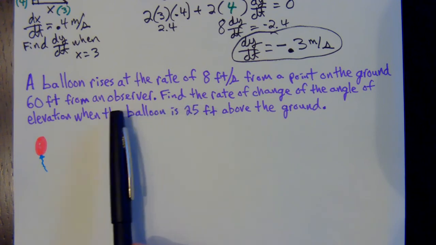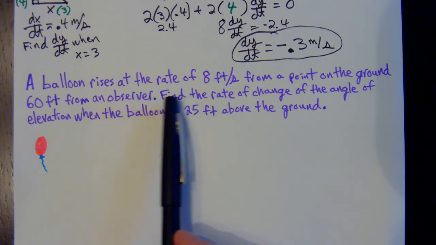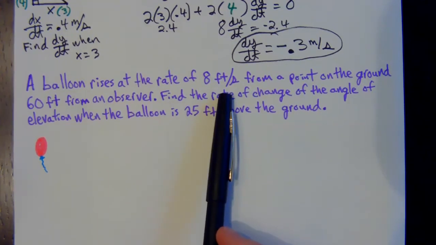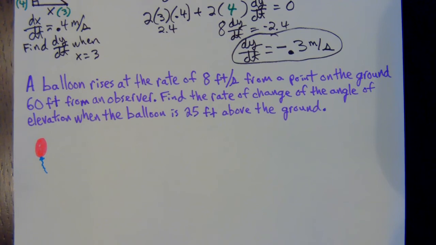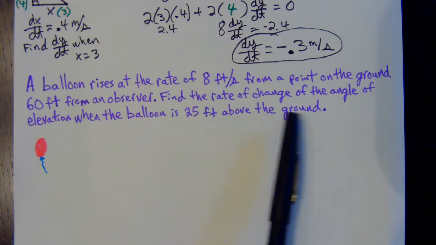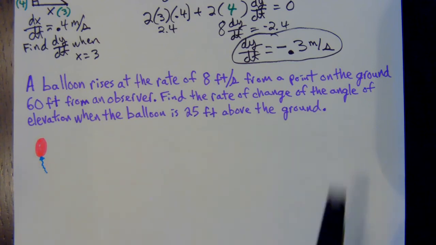What it gives us is that we're timing this thing: the balloon rises at a rate of 8 feet per second from a point. We're going to assume, because this is multivariable calculus, that it's not a windy day, so it just goes straight up for now. Once you get to multivariable calculus, you could handle wind factors. We're going to find the rate of change of the angle of elevation when the balloon is 25 feet above the ground.